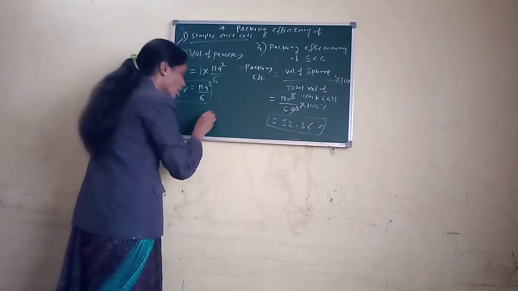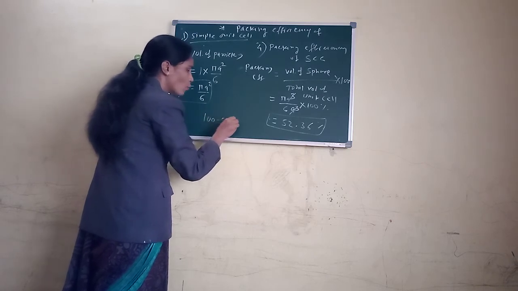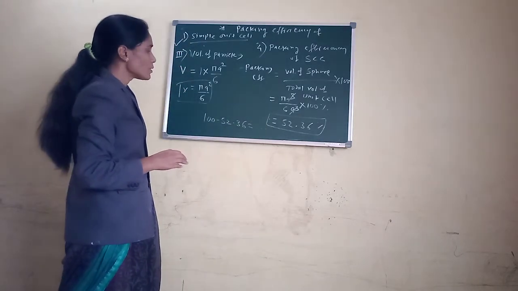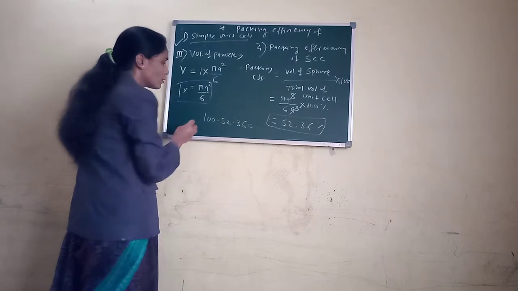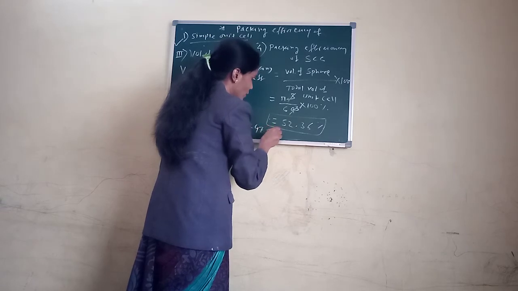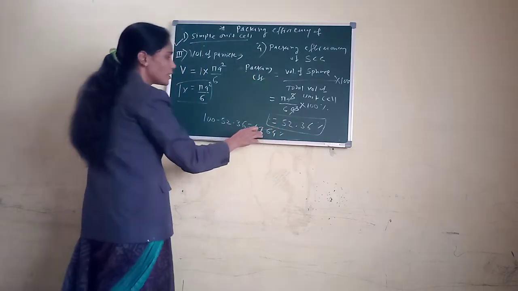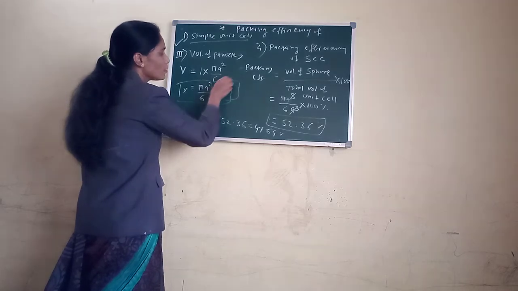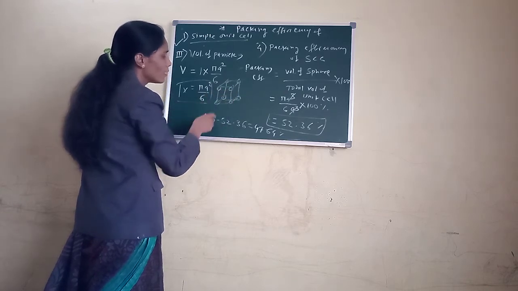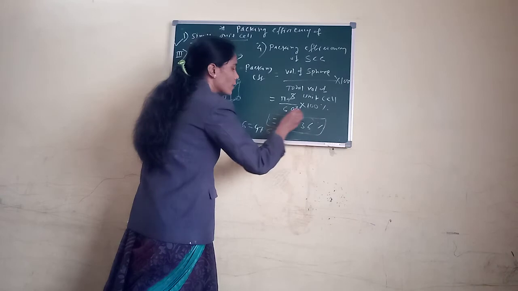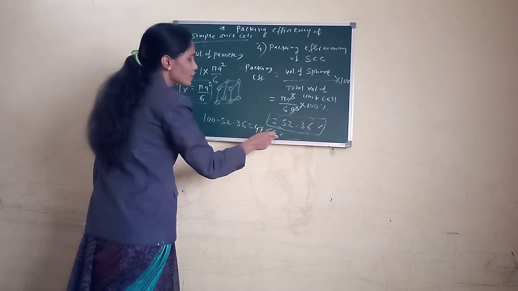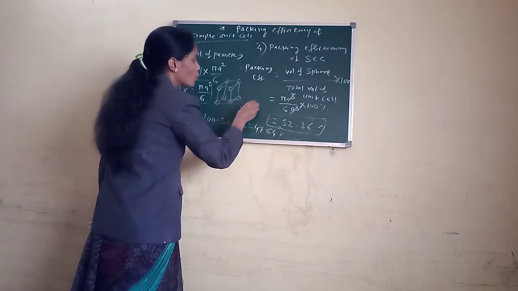52.36%. That is 100 minus 52.36. The remaining is voids, means empty spaces. That is 47.64% is the voids, empty space in the simple cubic unit cell. This simple unit cell having close packing means occupied space is 52% and remaining 47.64% is the empty space, means voids.